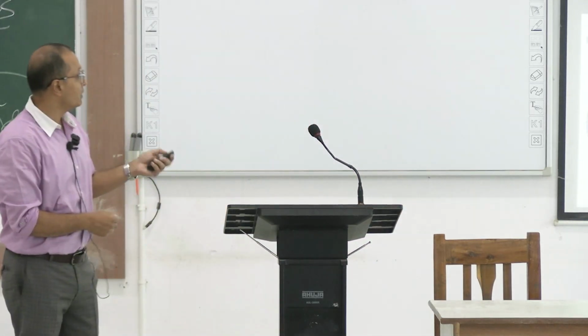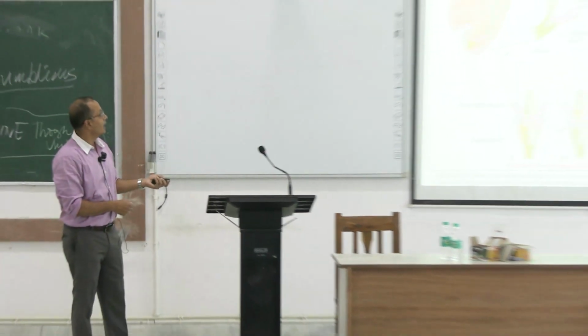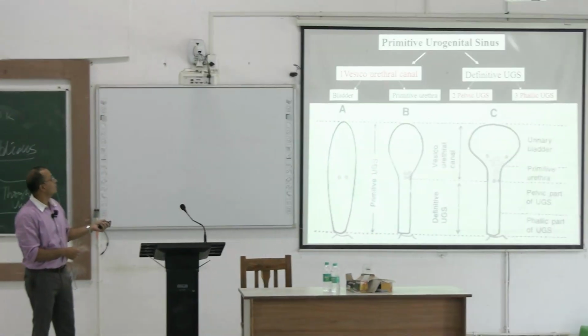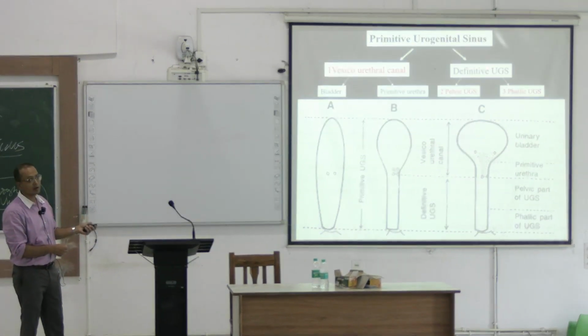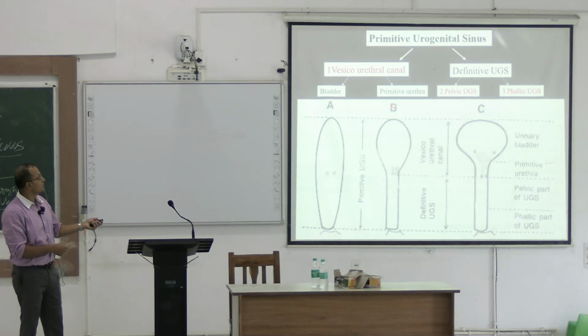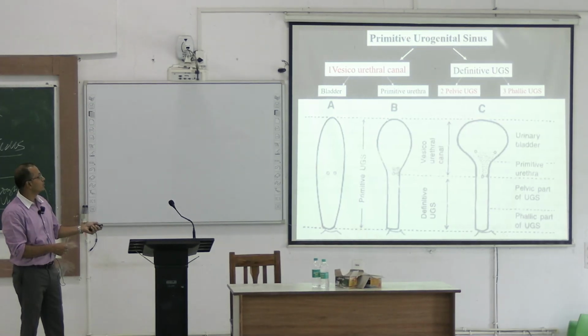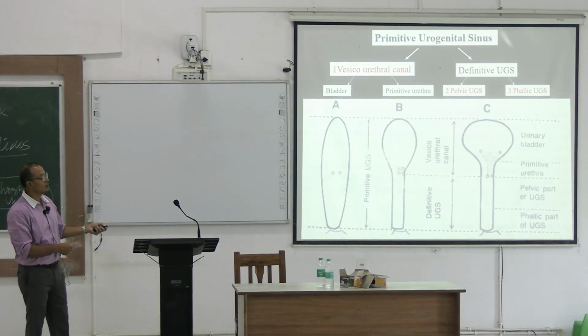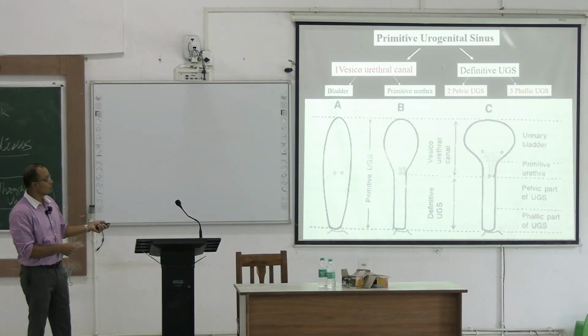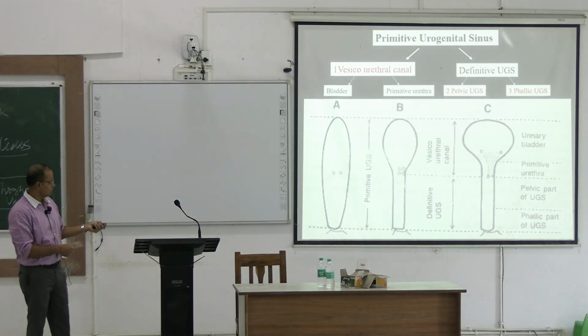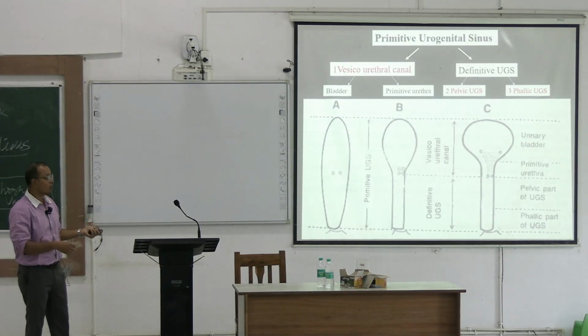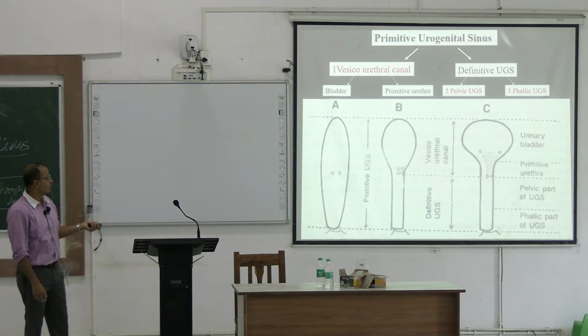The primitive urogenital sinus has three parts. Part number 1 is the vesico-urethral canal. This part balloons out and forms the urinary bladder, and here the urinary bladder has a connection with the allantois. If the allantois remains, we call it a persistent urachus, leading to a weeping umbilicus. Normally it should become the median umbilical ligament.